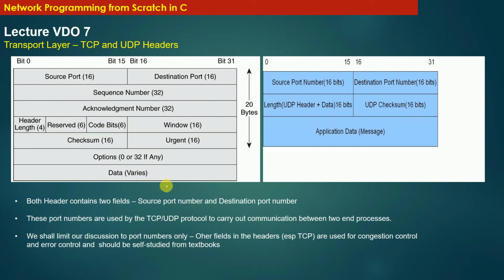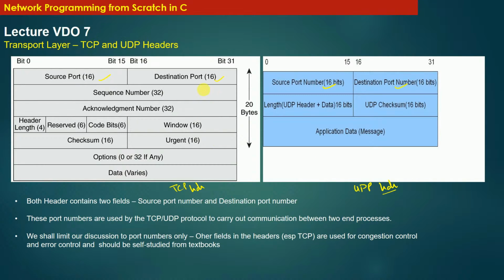Now in this slide you can see that the diagram on the left hand side is the TCP header and the diagram on the right hand side is a UDP header. Now in the TCP header you can see source port number and destination port number. Similarly, in the UDP header you have source port number and destination port number.